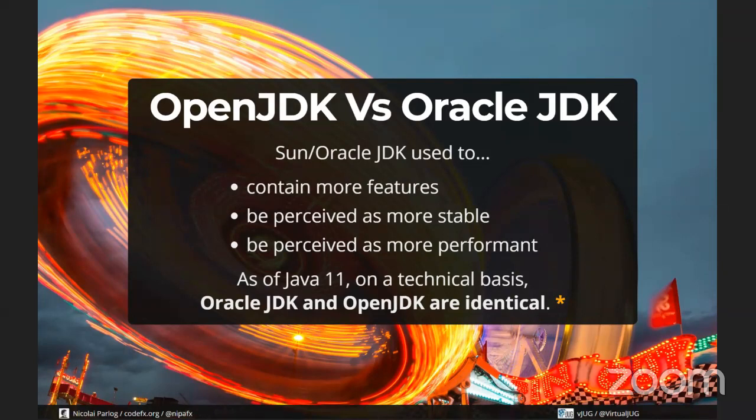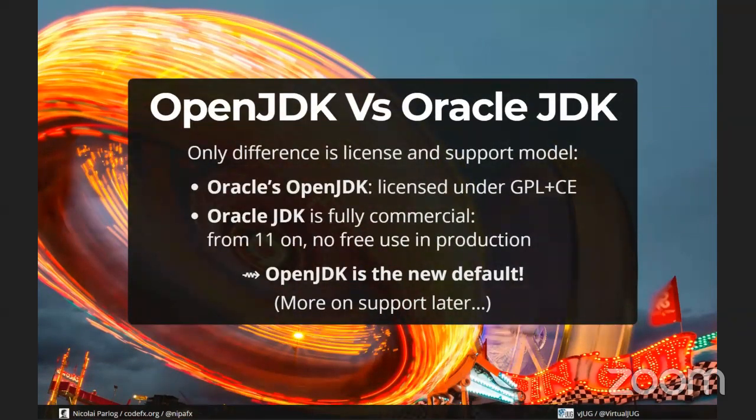So by Java 11, they are technically identical. You can just switch between them. And that's important to understand: between an OpenJDK build and an Oracle JDK build, there's no technical reason to choose one over the other. The difference is the license and support model. Oracle builds an OpenJDK that I showed you earlier that you can download at jdk.java.net. And that one is licensed under GPL with a classpath exception. Right? It's free as in beer and free as in freedom.